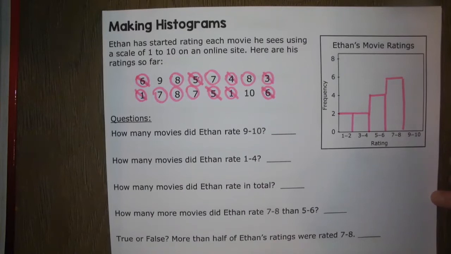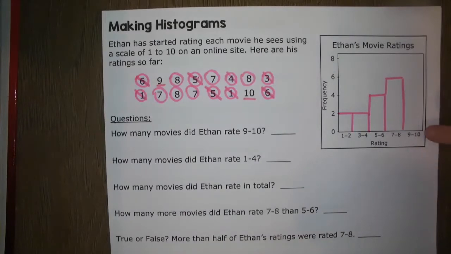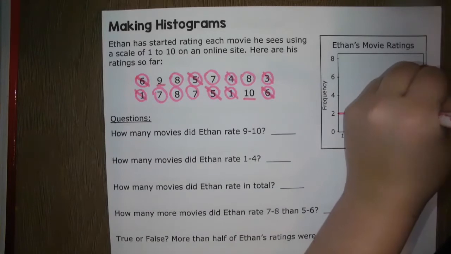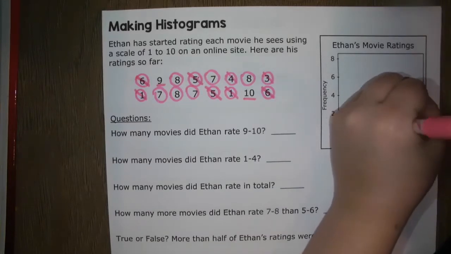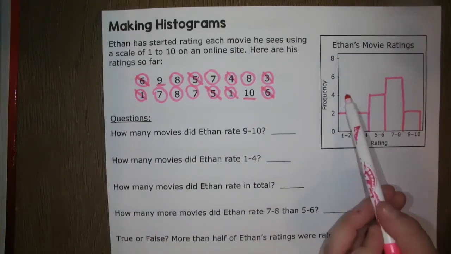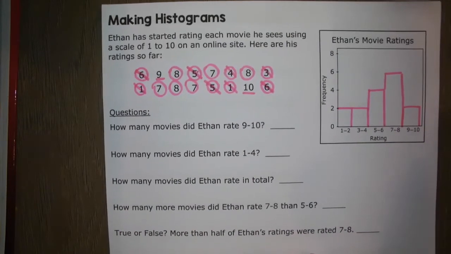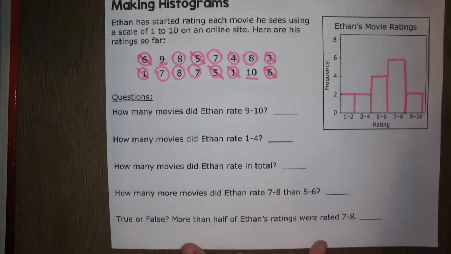Okay, now on to the last one, which is 9 to 10. I see 1 10 and 1 9. So numbers occur in this interval 2 times, which is why I'm going to make that bar go to 2. So as you can see, all my bars are touching. All of my bars go to very clear frequencies. And now that I have such a lovely histogram, I'm going to go and answer the questions down below.